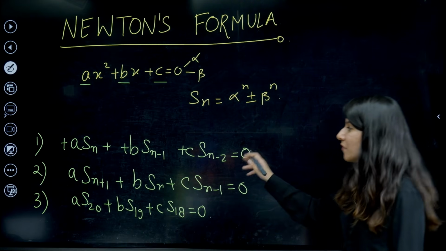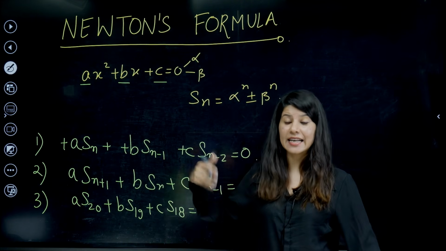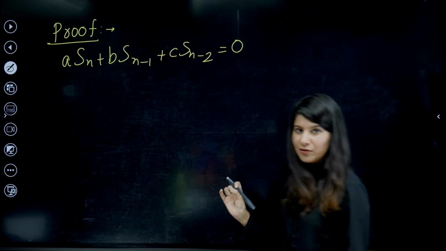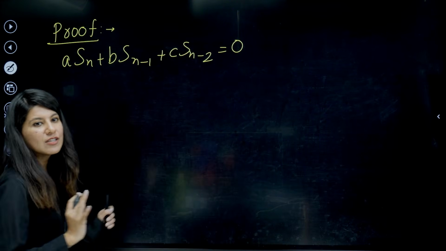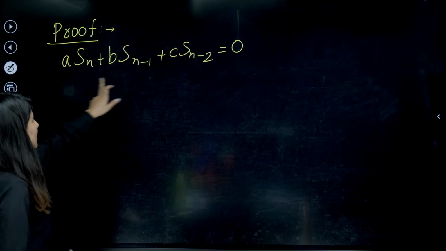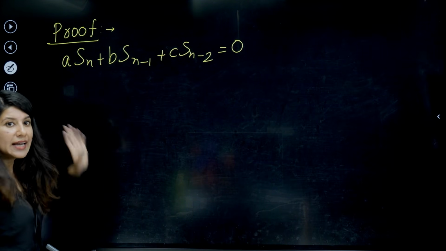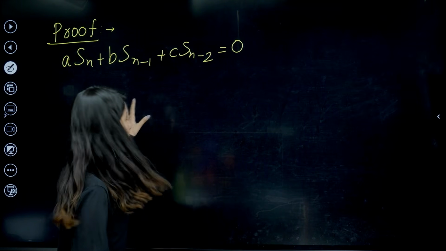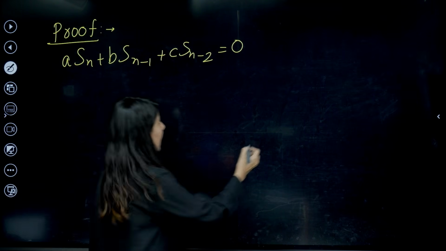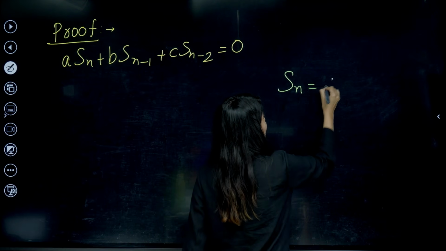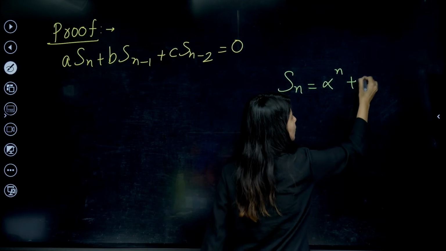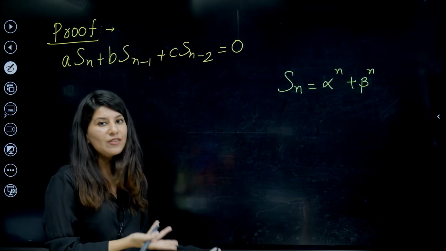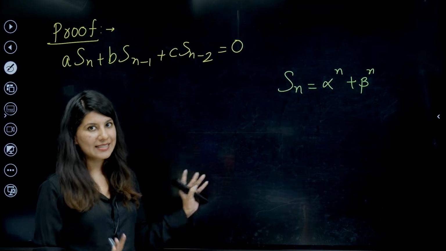Okay. Now you must be wondering how we are writing it directly. So let us understand the small proof. It will not take much time. This is your Newton's identity for a quadratic equation ax square plus bx plus c is equal to 0, right? Let us now prove it. Sn is alpha raised to power n plus or minus beta raised to power n. We take plus this time. With the minus sign we can also prove it. Let's prove it with the plus sign this time.